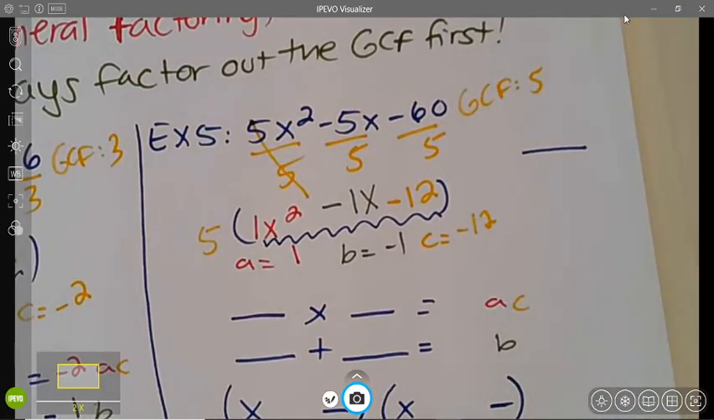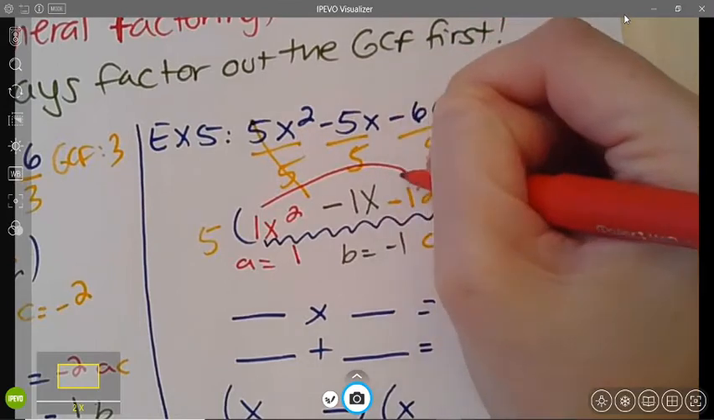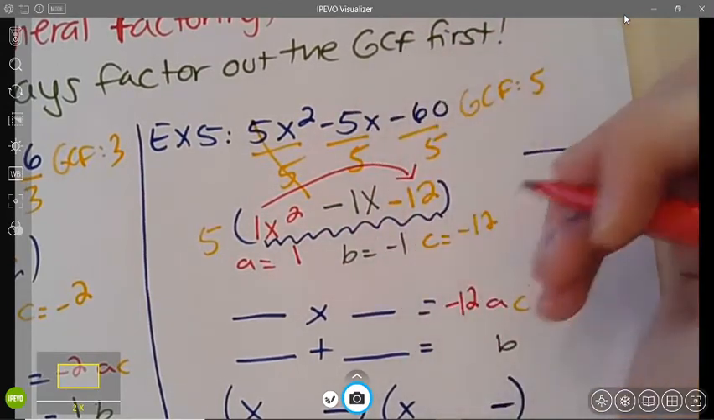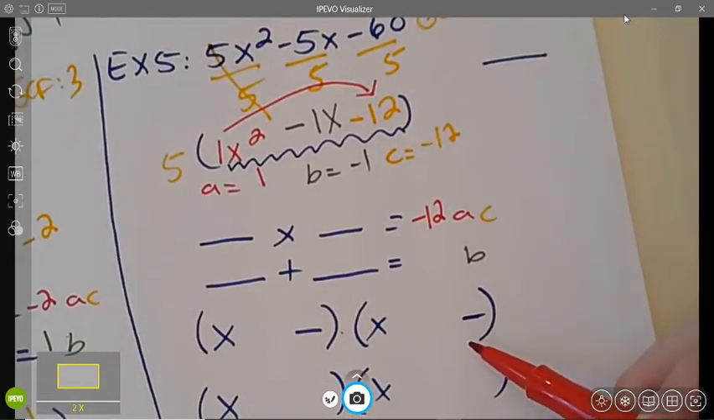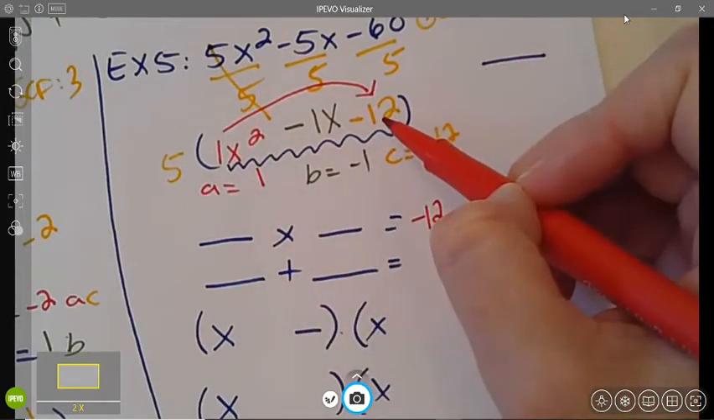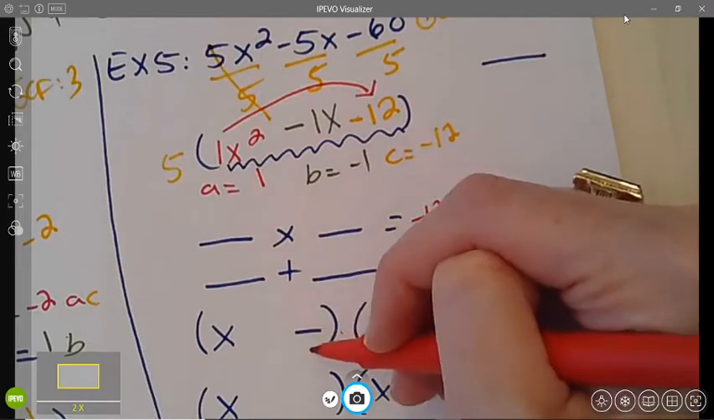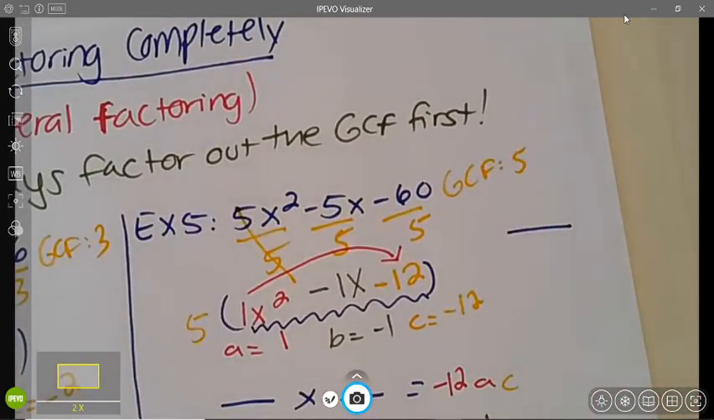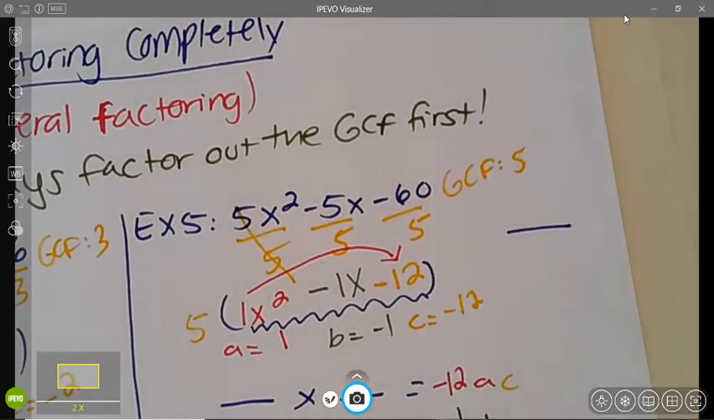Alright, and then from here, we're going to slide and divide. So I'm going to slide my A to my C, or I'm going to multiply. So 1 times negative 12 is negative 12. Don't forget, if you want to go ahead and divide, so you don't forget, you can. So remember, it's slide and divide. I slide A, then I divide by A, which is 1, so I'm going to divide by 1. And I'm trying to find numbers that will add to be B, which is negative 1.